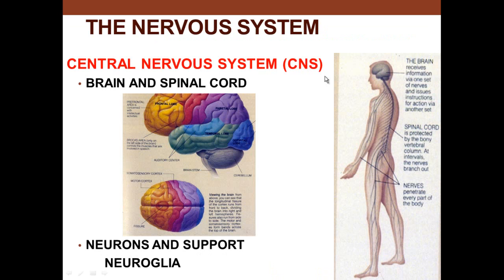So what we've been talking about basically is the central nervous system. We have the peripheral, we have the brain and the spinal column, and there are nerves and supporting neuroglia that are associated with it. That's it.